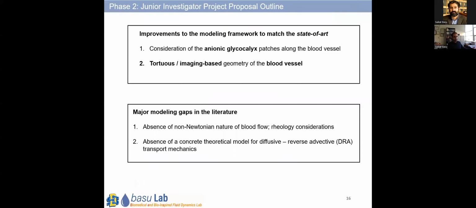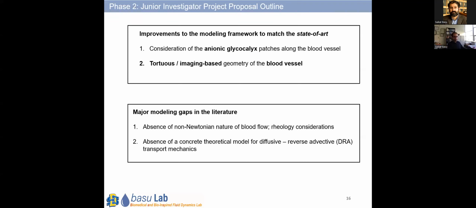Okay, so let's now move on to the elements of the Junior Investigator Project, which is the future proposal that I'm going to discuss from here on. There are some obvious improvements that we need to incorporate into our modeling framework. The two main ones are, number one, we need to be able to simulate the electrohydrodynamic effects from the negatively charged glycocalyx patches along the luminal surface of the endothelial cells. And number two, we need to model the transport process with more realistic wall curvatures for the blood vessels, as that can often impact the flow quite drastically.